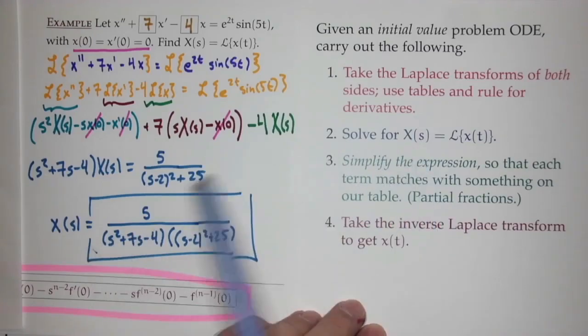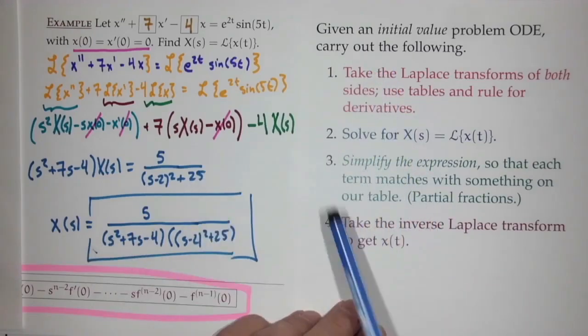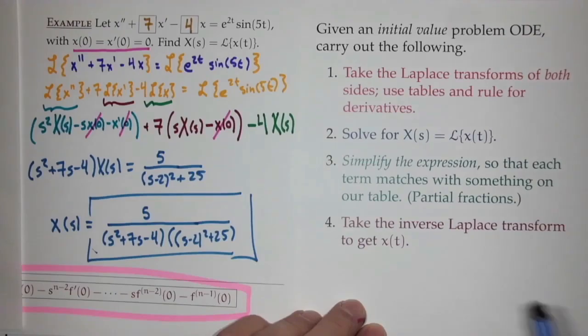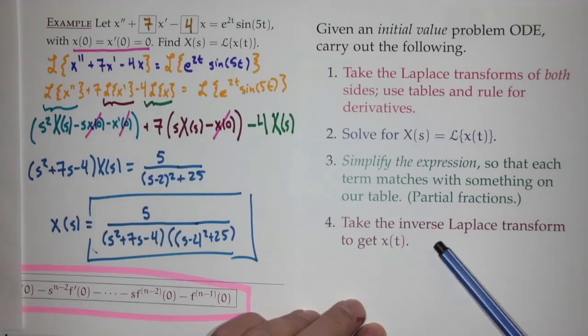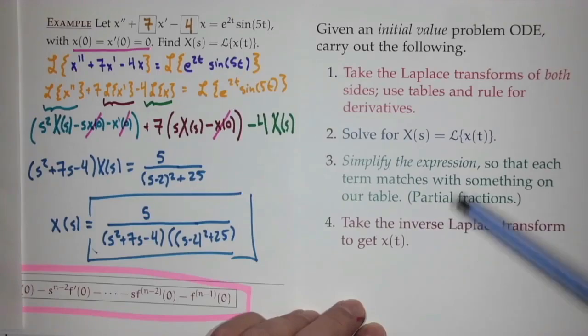We say, great, we've done the first half. Next time, we go into the second half. We simplify this expression so that the individual pieces are things we can do the inverse Laplace transform of. And then we actually do the inverse Laplace transform, and we have x of t. So that's how we use the Laplace transform to solve differential equations.